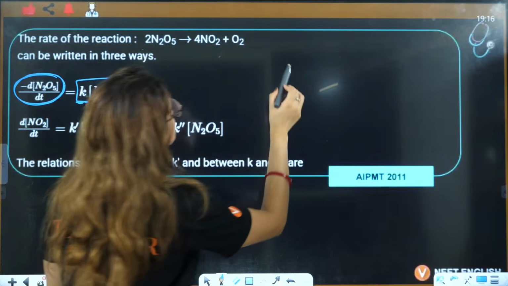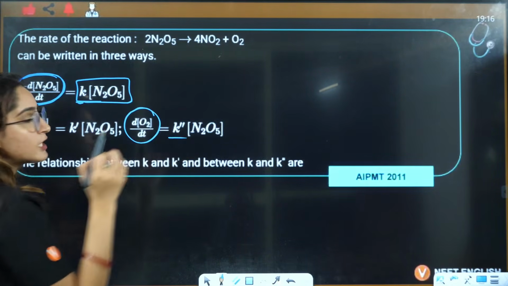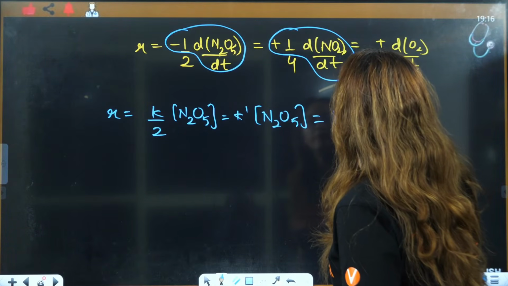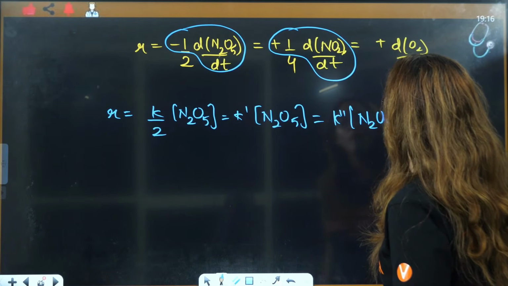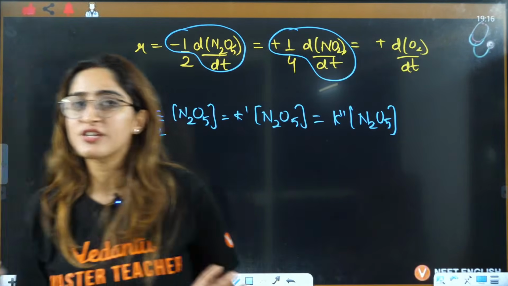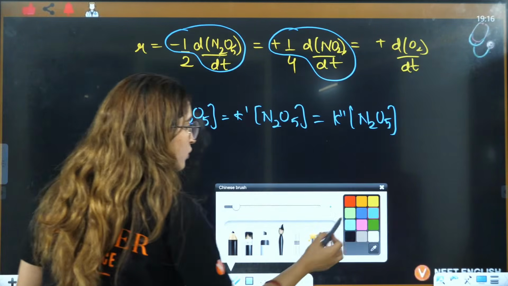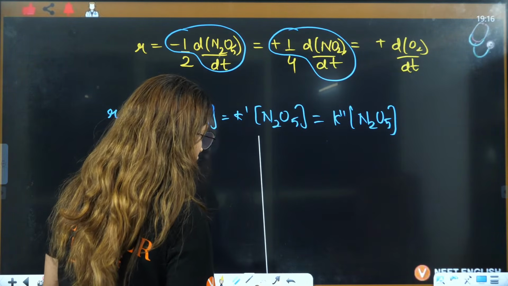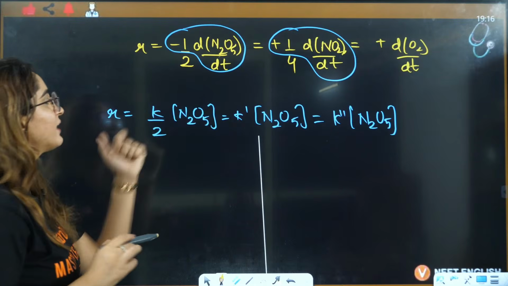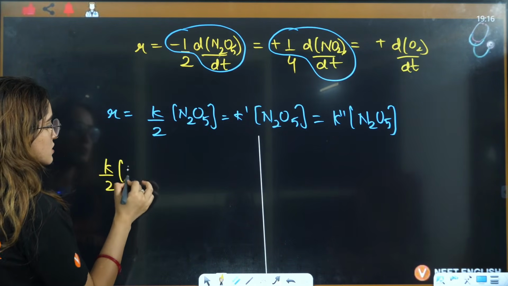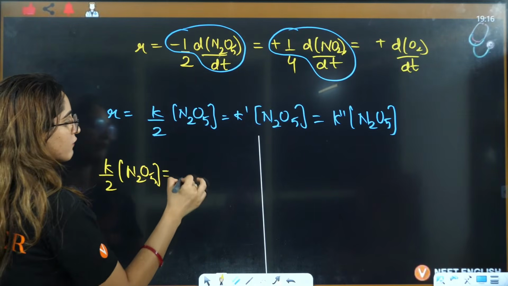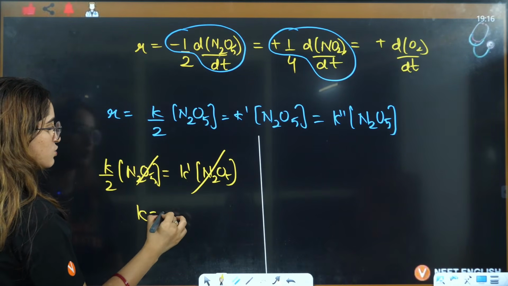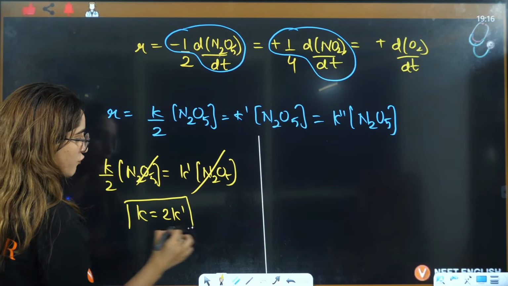Next, this thing is given to you as K double dash N2O5, right? So can I write it here? K double dash N2O5. Simple. Now, if you need to find the relation, easily you can do that. They are asking you to find a relation between K and K dash. So just find it here. This is N2O5, this is K dash, this is also N2O5. Cancel this, it will be K is equal to 2 of K dash. That is your first relation.